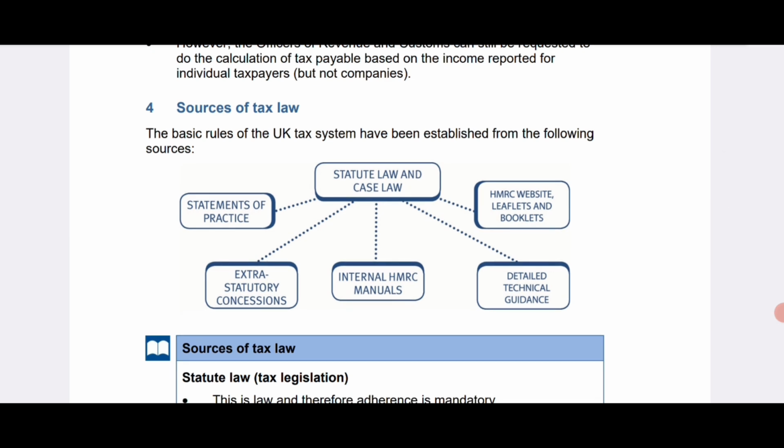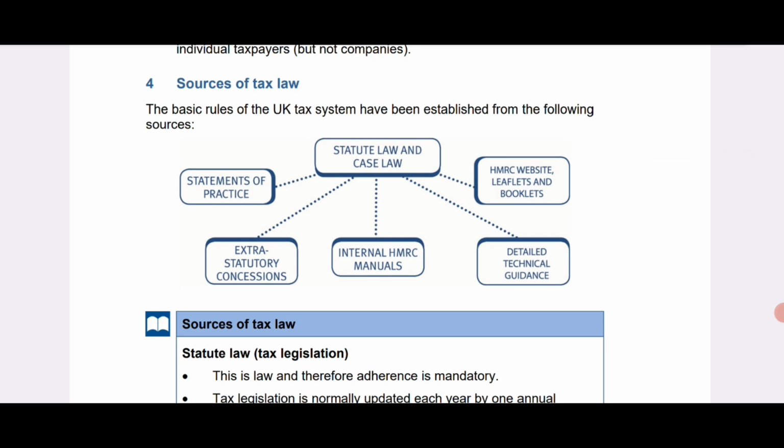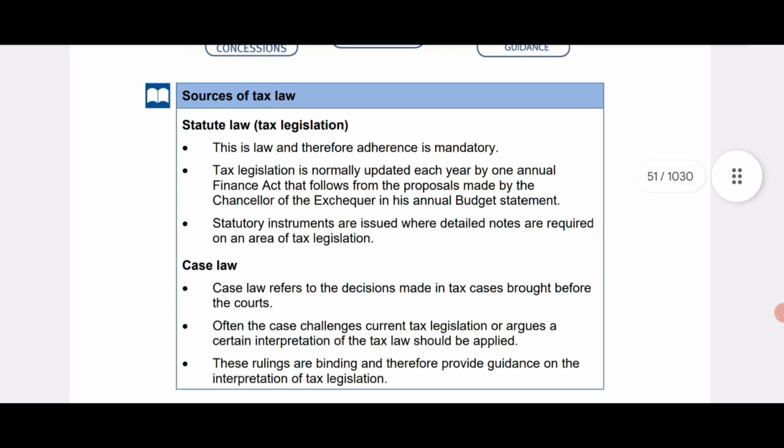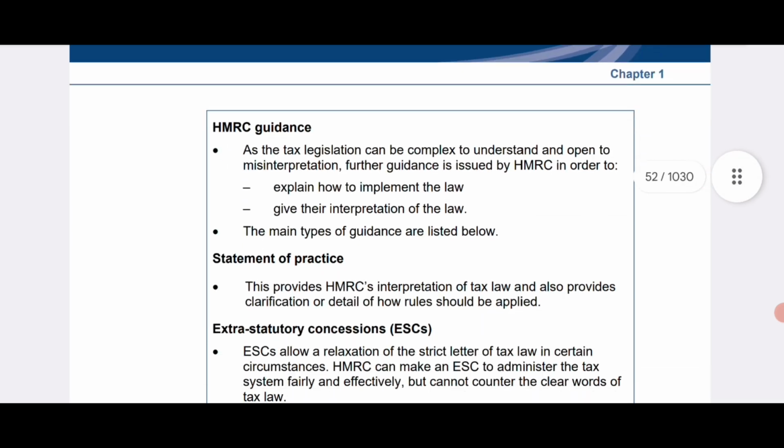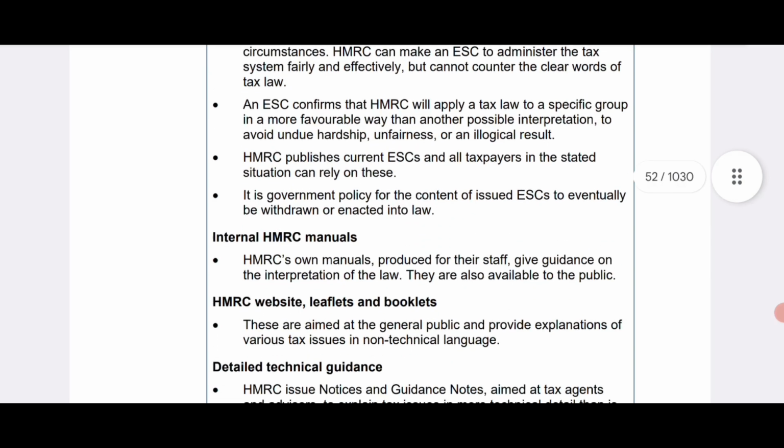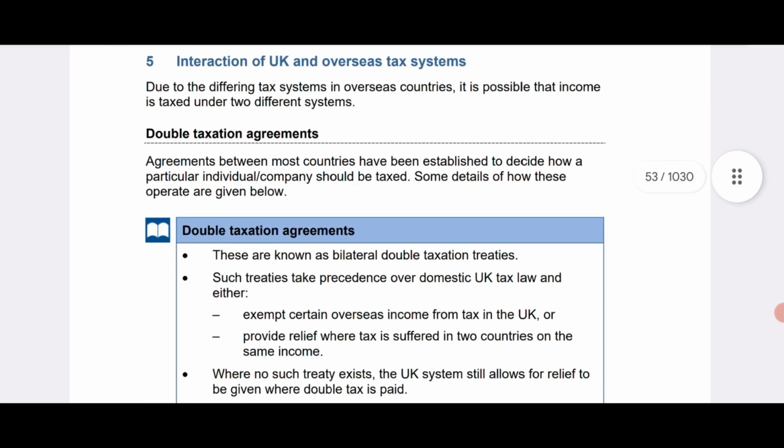The sources of tax law: how governments contribute to or collect tax law. The basic rules of the UK taxation system have been established from the following sources: statute law and case law, the HMRC website with detailed technical guidance, and internal HMRC manuals. These are the sources of tax law, how they maintain and impose it, and how strong their legislation is. This is a readable, theoretical part.